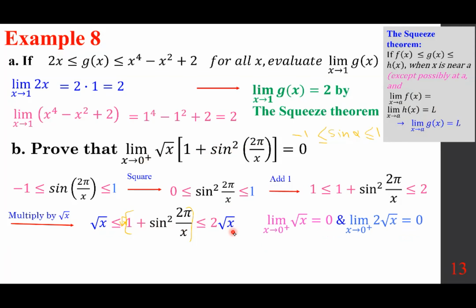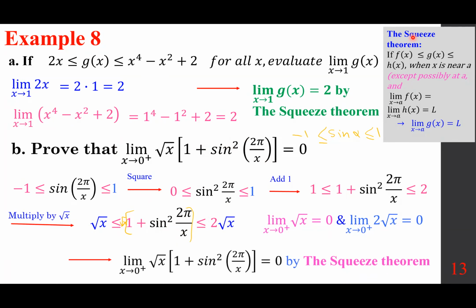So the limit of square root of x as x approaches 0 from the right is 0. The right side, the limit of 2 square root of x as x approaches 0 from the right, is 0. Therefore, this expression, square root of x was missing, I put it there. So the limit of this expression, which is exactly this one, as x approaches 0 from the right, is also 0 by what? By the squeeze theorem. That's important to write. I can't emphasize this enough. We have to write this.